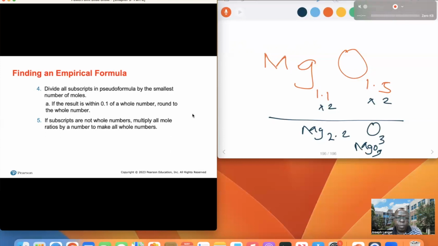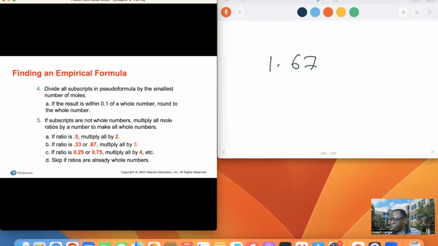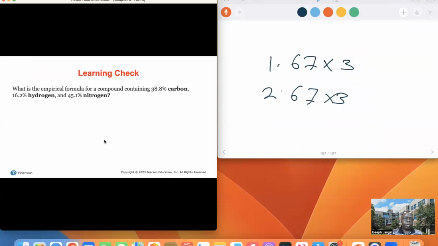1.5, don't round it off. You have to pick a number which you will multiply by. If the ratio is 0.5, you multiply by 2. Not the whole thing is 0.5, but if you have 0.5, you multiply by 2. If it is .33 or .67, or let's say 1.67 or 2.67 and so forth, you will have to multiply by 3, and so forth. So you have to know when to multiply by what number.